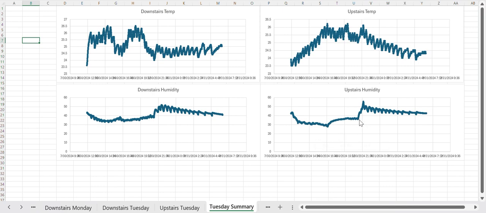This bump right here, I take showers at night, and that is what that bump is. So as soon as I took a shower, you can see that there's a bump in the humidity, and then there's a slightly delayed bump in the humidity in the downstairs. It didn't really have that much of an effect on the temperature, but the humidity did go up a large amount, and then it didn't really go back down.